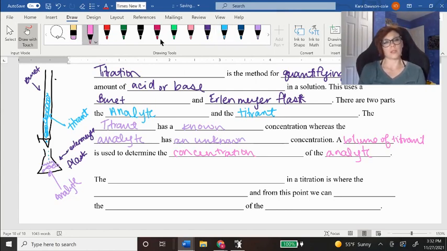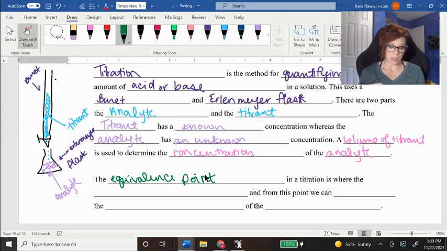Now, the equivalence point. We have a couple of things that we talk about with a titration. The equivalence point in a titration is where the moles of the acid are equal to the moles of the base. This is where you completely neutralize the solution, and this is the point that you can determine. So we are neutralized at this point, and from this point is where you can determine the concentration of the analyte.